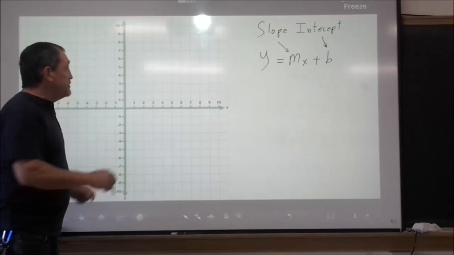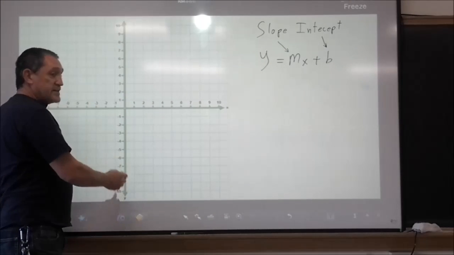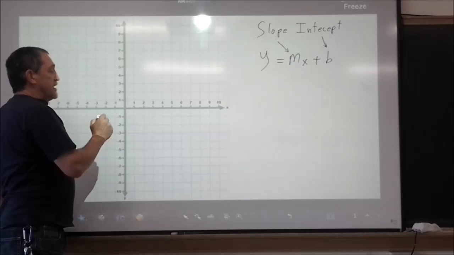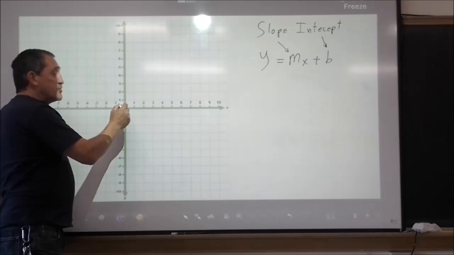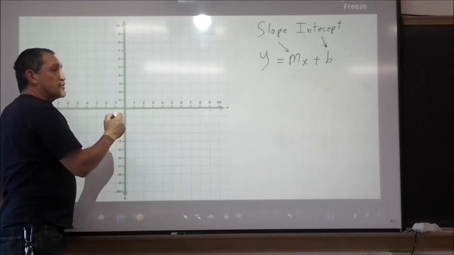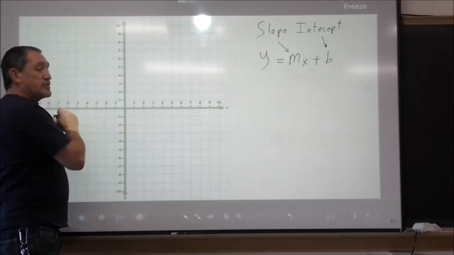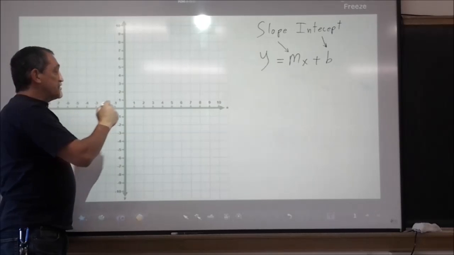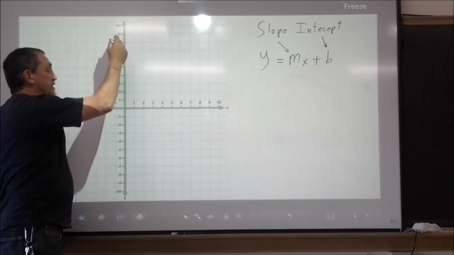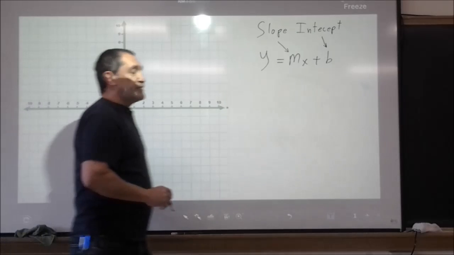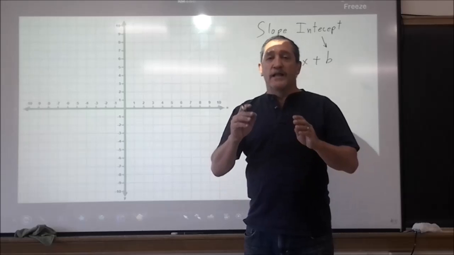Quick review on the grid. You've got your y-axis, your x-axis. From the origin, it flows positively to the right, negatively to the left. Your y-axis flows from the origin positively up, negatively down. Let's get an example.